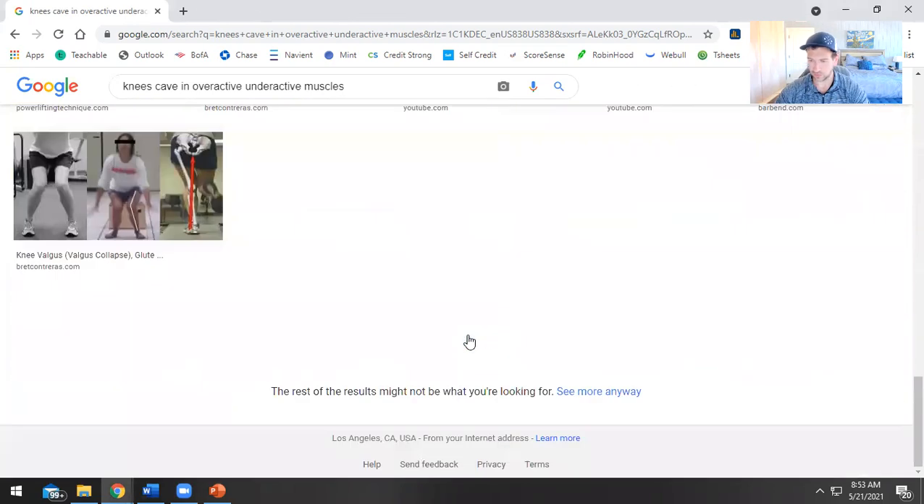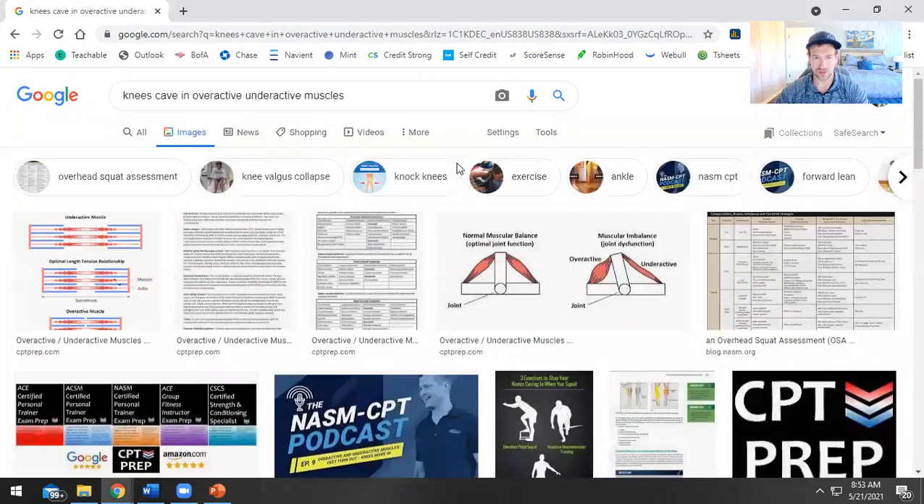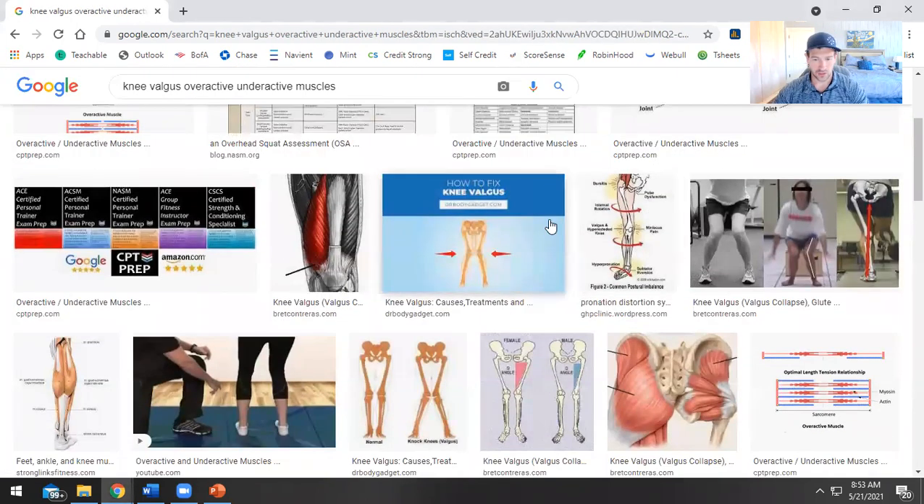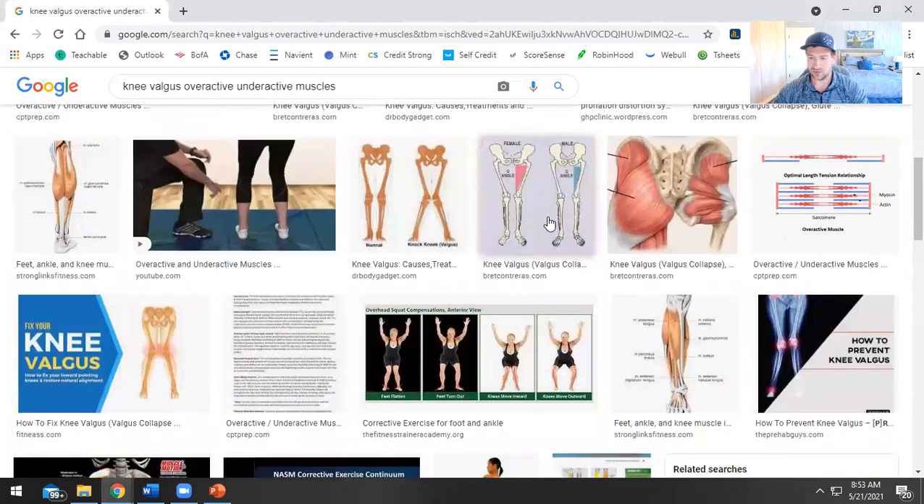I was kind of hoping for a picture, but I can't really see what I want. Let's see here. Try knee valgus. Yeah, I'm not gonna get it. I miss having a whiteboard.